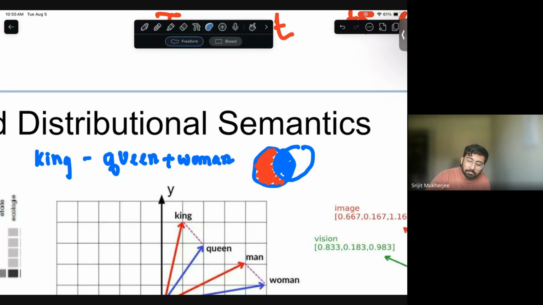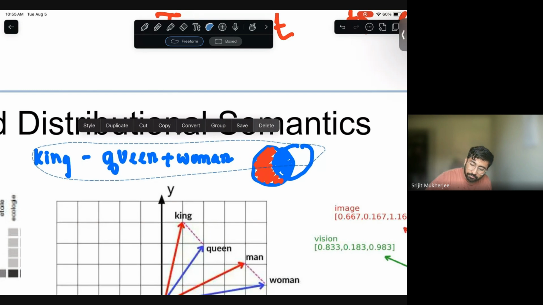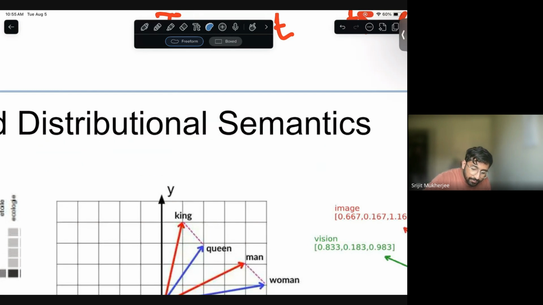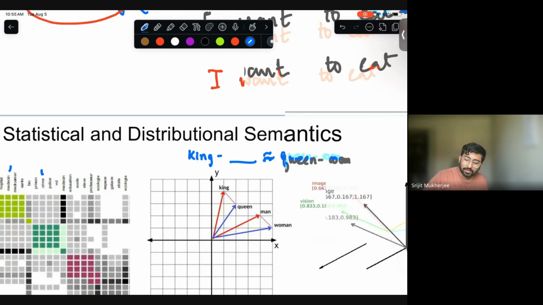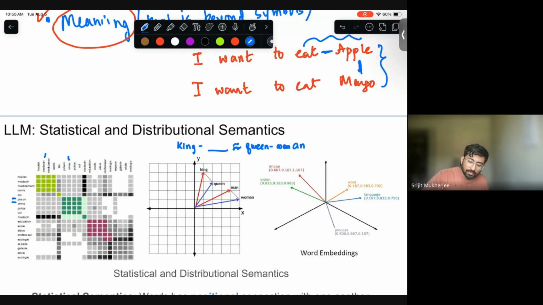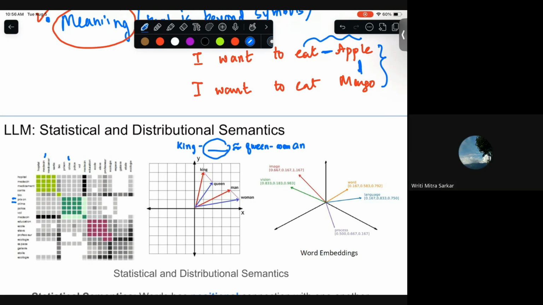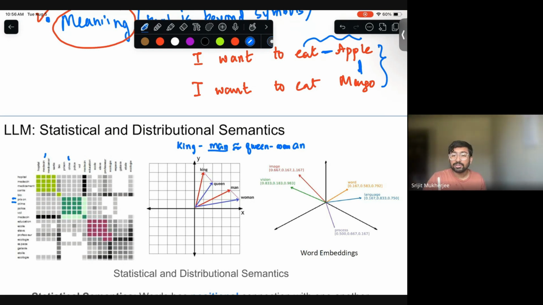Or let me make it better, in a better way. Let's say king minus man is the same as queen minus woman. So what will be this? What do you think? Man. Why? Because the relationship between king and man is the same relationship between queen and woman, right?